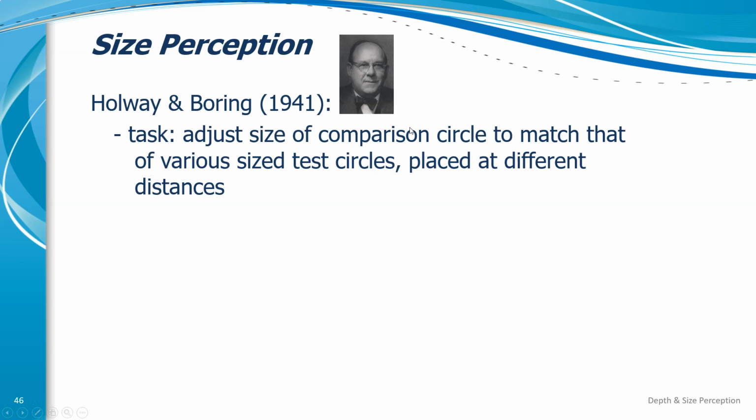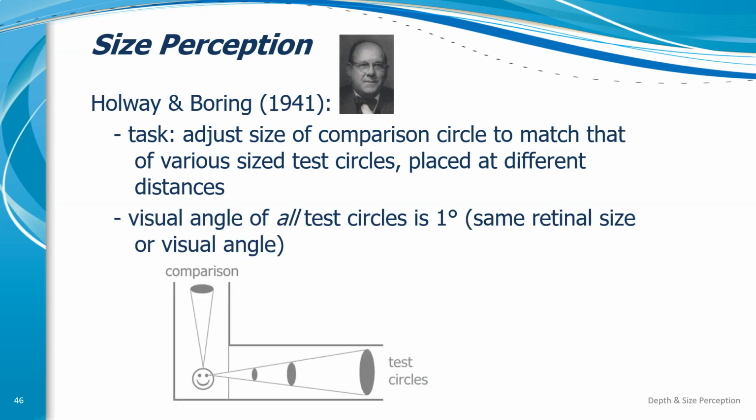In this task, which was, yes, done in a hallway, people had to adjust the size of a comparison circle to match that of a bunch of different sized test circles. Now, these circles are placed at different distances away from the observer. There's a picture. Yes, it was done down a hallway. Here's the comparison circle, okay? And then people were given a number of different test circles.